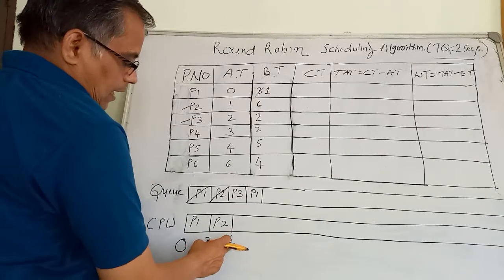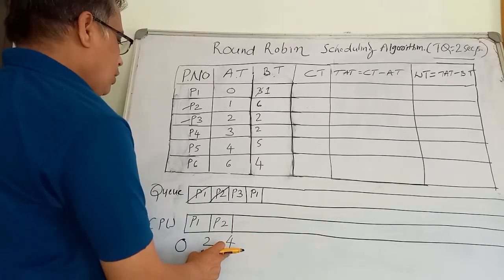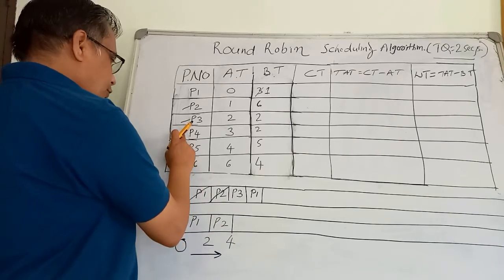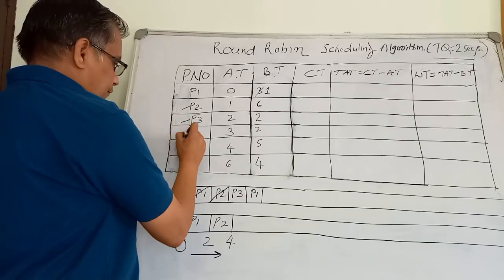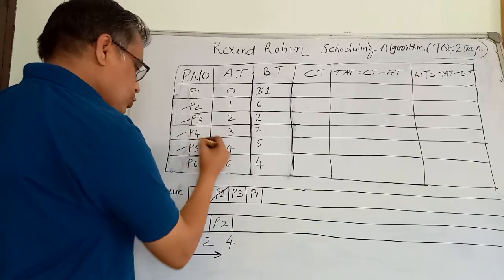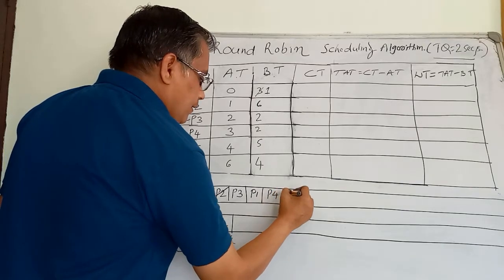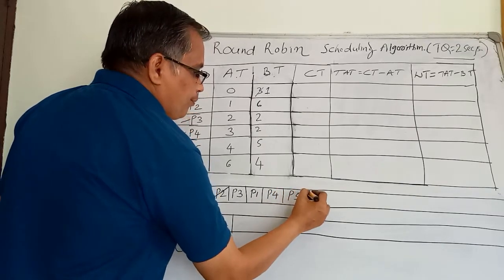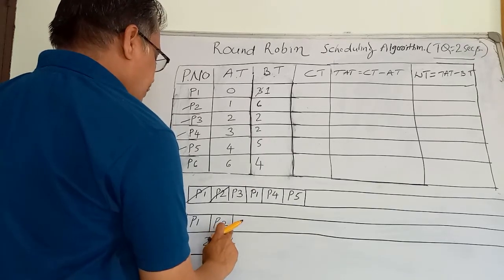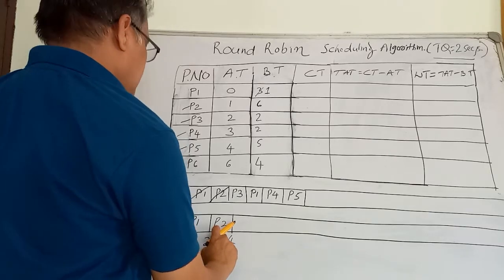At 4 seconds, or at 4 units, what are the processes that have arrived? That means P4 has arrived and P5 has arrived. P4 has arrived and P5 has arrived. That means you have to load these two processes in the queue, P4 and P5. Correct? That means, okay, P2's burst time is how much?